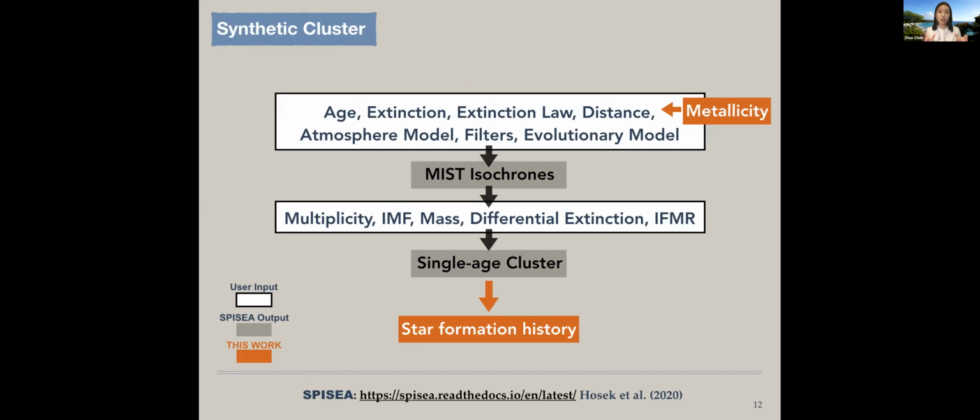And to generate such a synthetic cluster, I use SPISEA, an open source Python package from Hosek et al. 2020, to simulate the isochrone and a single-age cluster as the output, given all the rest of the input properties in the white boxes. And the main contributions in this work are to, for the first time, add metallicity interpolation in the modeling, and also consider several models of star formation history candidates like multiple bursts or continuous star formation.